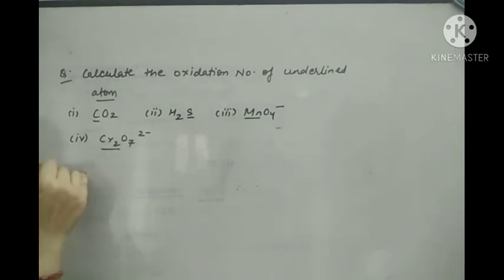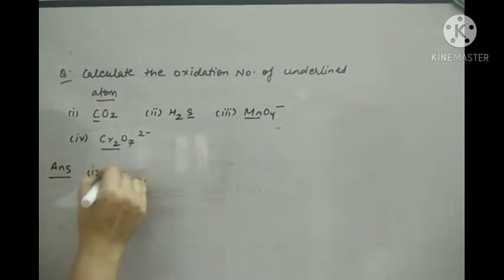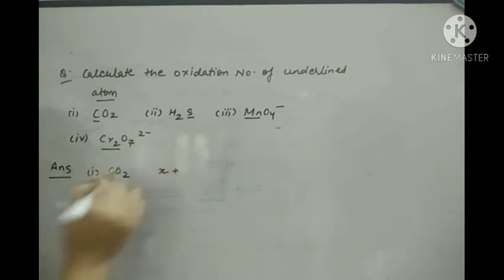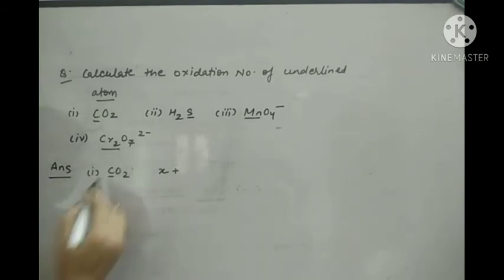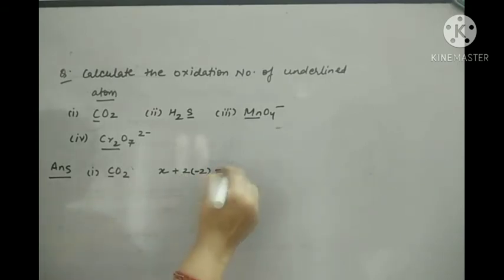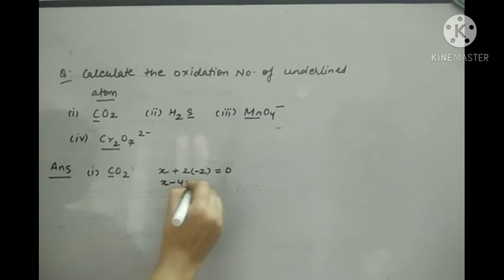Suppose the first example which I am taking is CO2. I have to find out the oxidation number of carbon, so I will put this as X. Now I will add all the charges because as a whole the molecule is neutral, meaning the total charge is always equal to 0. So carbon is X. Now how many oxygen atoms are there? 2. What is the charge on one oxygen? It is -2. So oxygen is 2 into -2, and overall it is 0. X minus 4 equal to 0. So what is the charge on carbon? It is plus 4.